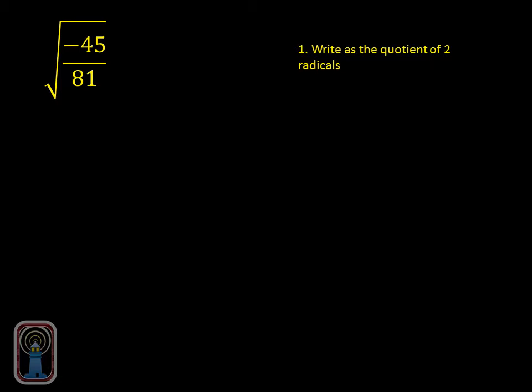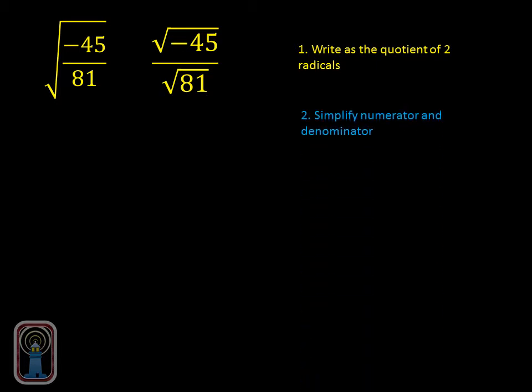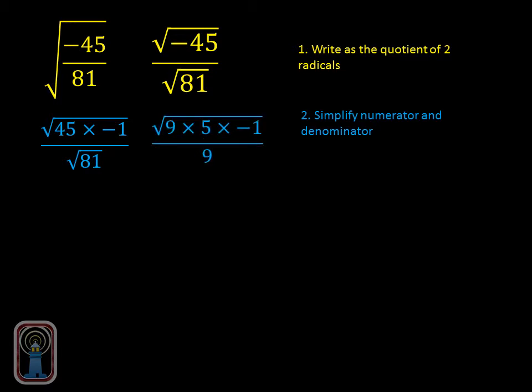Our final example today is the square root of negative 45 over 81. First, we have to write it as a quotient of two radicals, the square root of negative 45 over the square root of 81. Second, we have to simplify the numerator and the denominator. The numerator simplifies to the square root of 45 times negative 1 divided by the square root of 81. 45 can be broken up into 9 times 5, and the square root of 81 is 9.